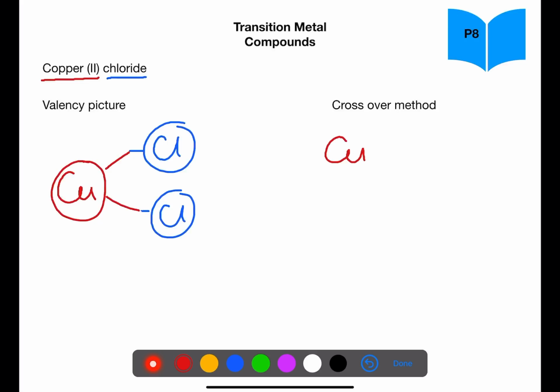For the crossover method, we write out the symbols Cu and Cl and put the valencies underneath, 2 and 1. You can simplify if there's a common factor and then swap over. This gives us a formula of CuCl2.